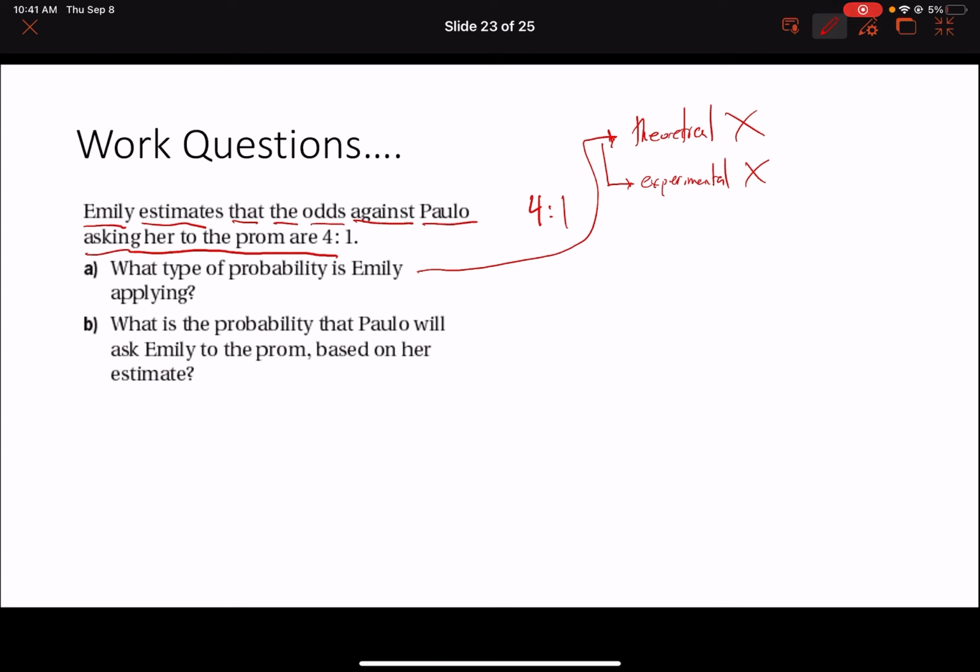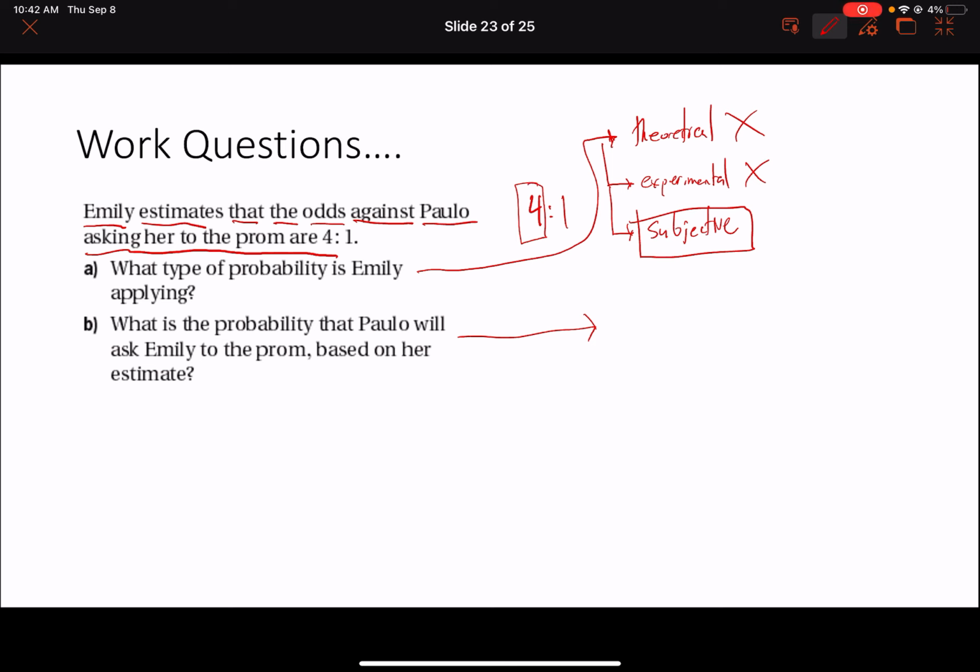No, because there was no experiment. It was subjective probability. What is the probability that Paulo will ask Emily to the prom based on her estimate? So if we base it on her estimate, how do we do this? Well, if we turn this into a percentage, right?